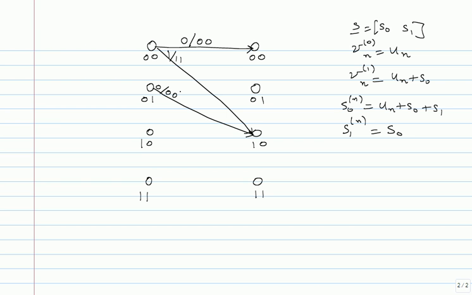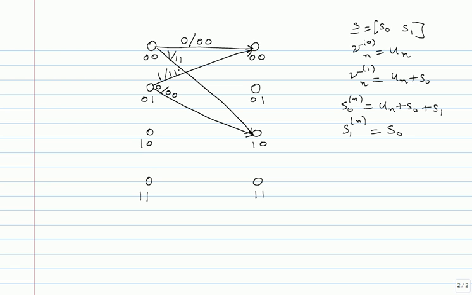If you are at 0, 1 and the input is 1, you go back to 0, 0, and the output will hopefully be 1, 1, am I right?